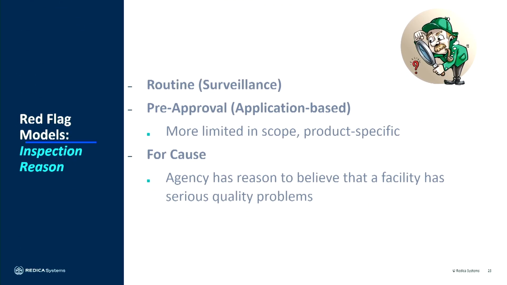So the first one is inspection reason. Why was the site inspected? Okay, everybody gets routine inspections. Maybe it's a pre-approval inspection, but keep in mind if it is, they're generally more limited in scope because they're product specific, right? Maybe it's a for-cause inspection. If the agency has reason to believe there's an issue, there's a for-cause inspection, that tells you something about that particular site. So depending on what the reason for inspection is, feeds into our model.